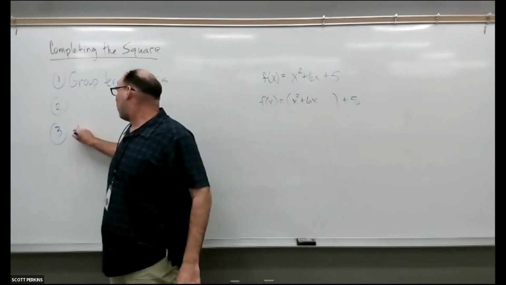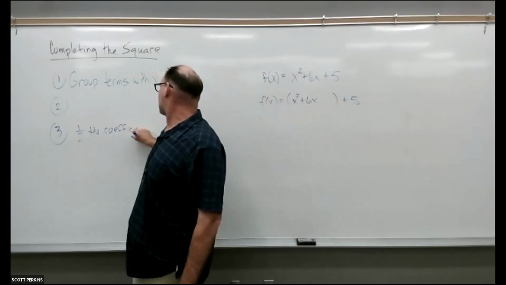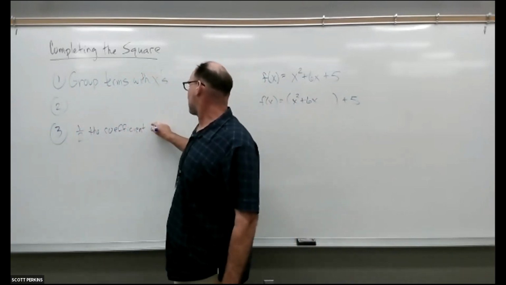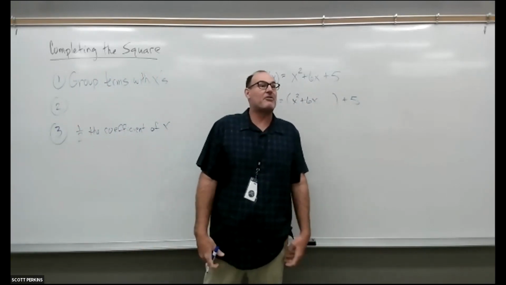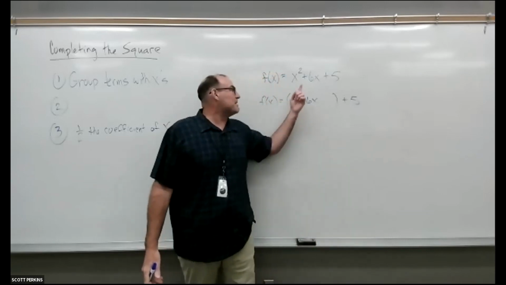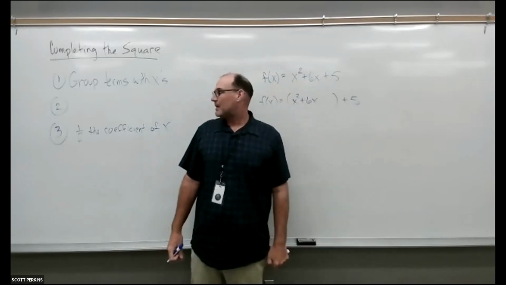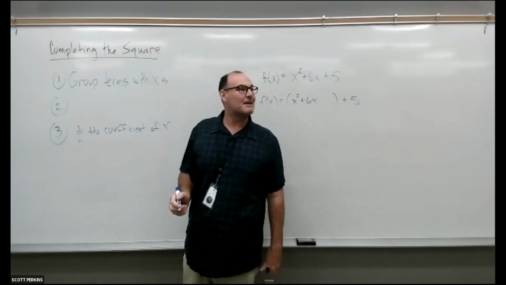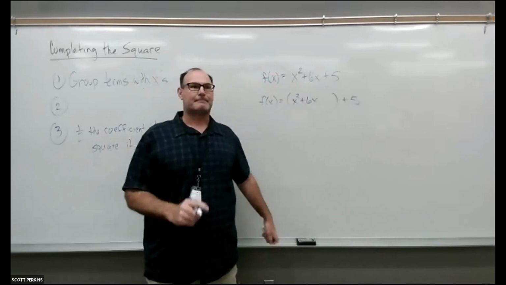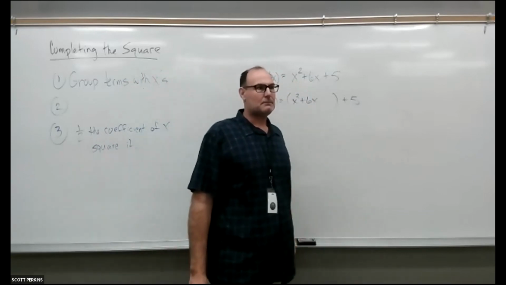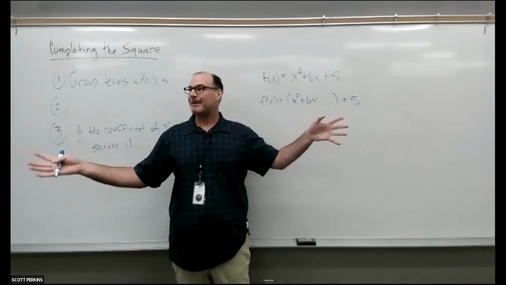You're going to take 1/2 the coefficient of x, or you could just say 1/2 of b if you realize that that's b in the standard form that I wrote up here earlier. That would be quicker. So you're going to take 1/2 of the coefficient of x, and then you're going to square it.